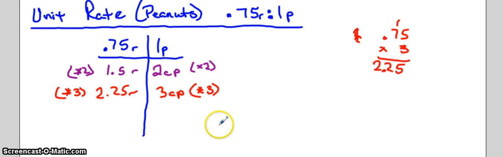This right here is called a rate table, and it can be done with any unit rate. Once you have the unit rate, it can actually help you find values. For instance, if we said how many cups of raisins could we have if we had 15 cups of peanuts, we could actually find the number of cups of raisins.